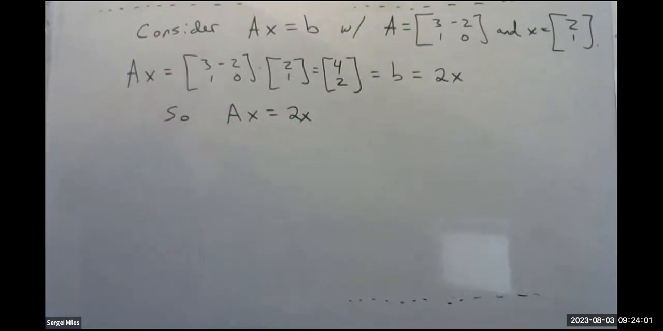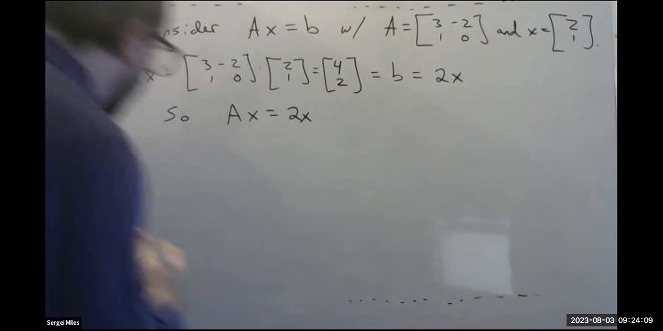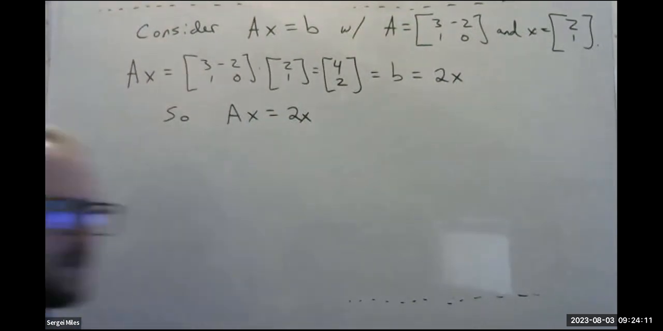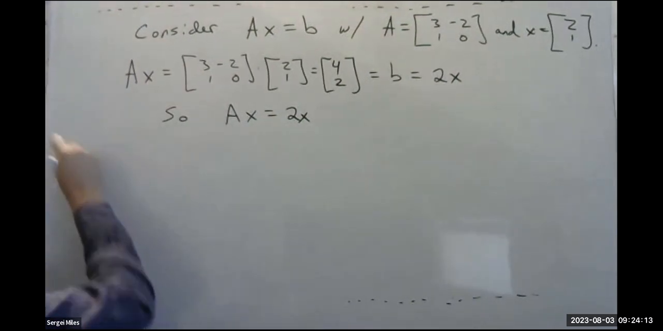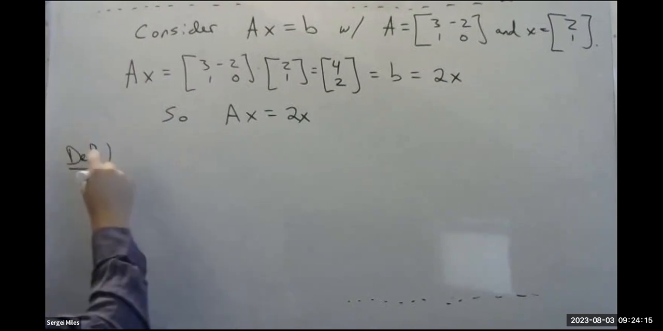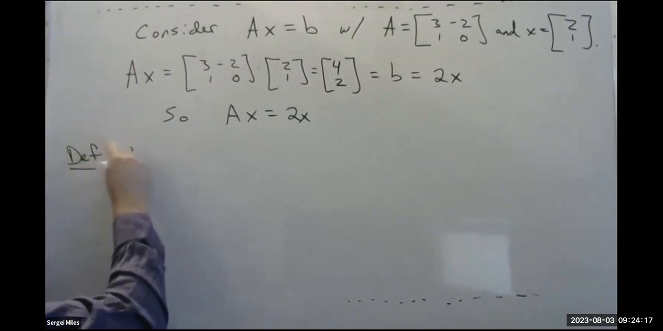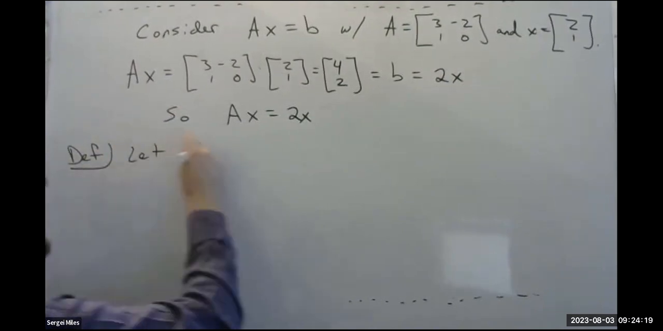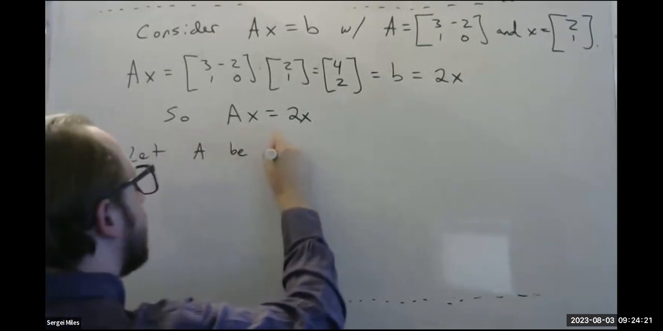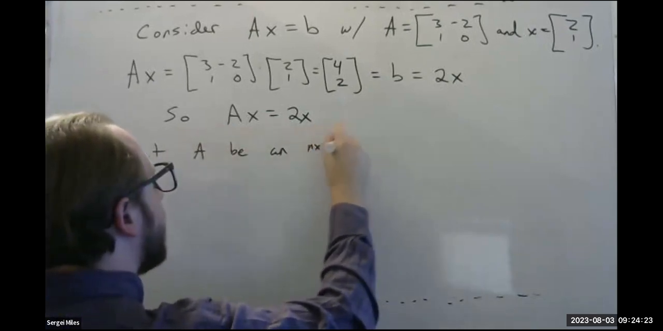Okay, so this is a little different than what we've been doing. And in fact, this is exactly what it means to be an eigenvector and an eigenvalue. This is what an eigenvector looks like in practice. So let's get our definition. Let A be an n by n matrix.